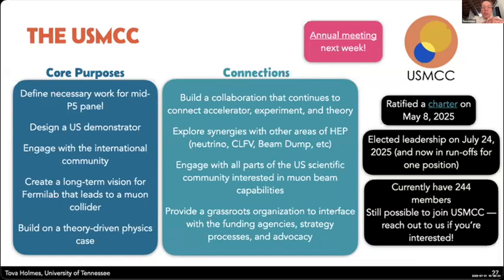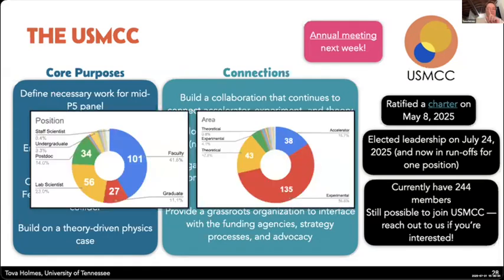We currently have 244 members, and if you're interested in joining, you should absolutely reach out to us. You can email us if you're interested. Well, this is who the members are. So just to give you an idea, we have a healthy number of faculty and lab scientists, but also some graduate students and postdocs. And then looking at the areas, it's about half experiment, but you'll notice there's also a green slice that says experimental at the top. That 4% is actually people who list both experiment and accelerator, which is, I think, a very nice thing to see.